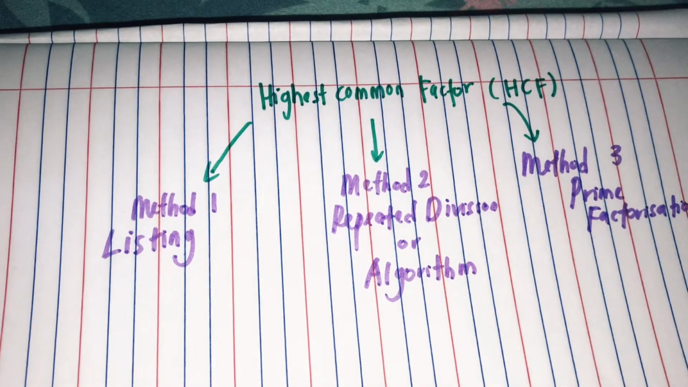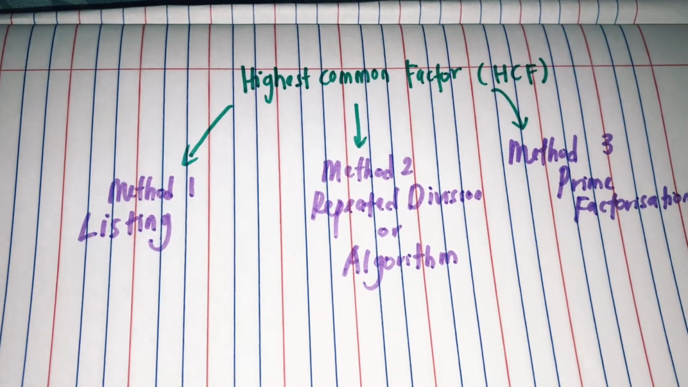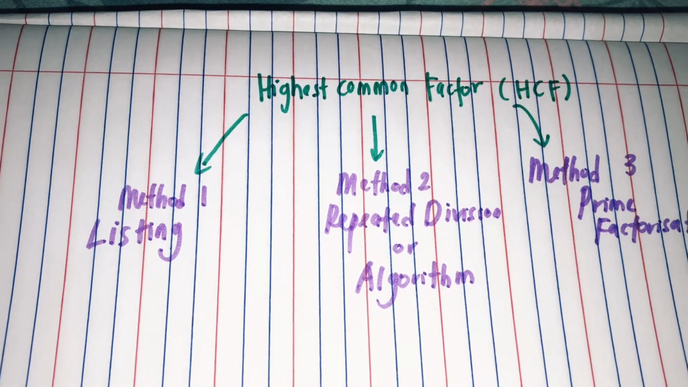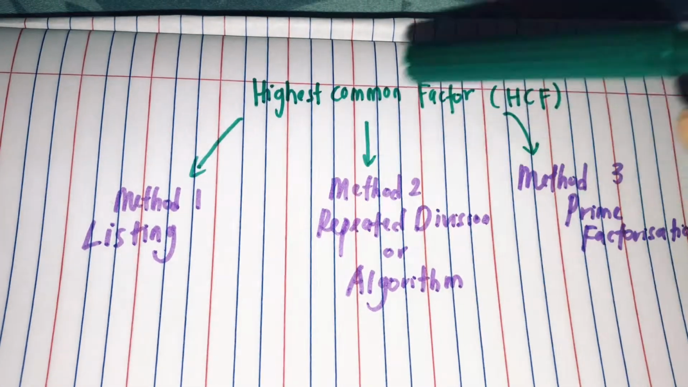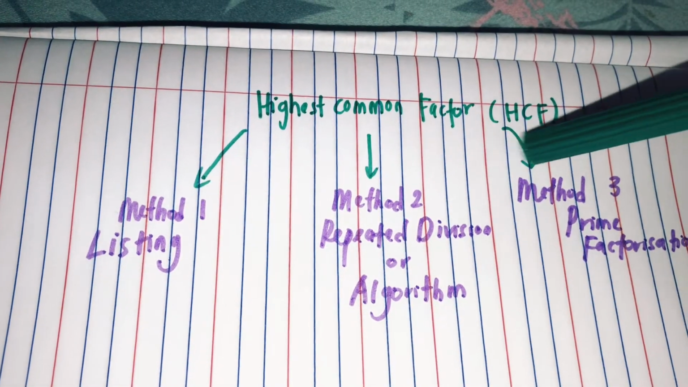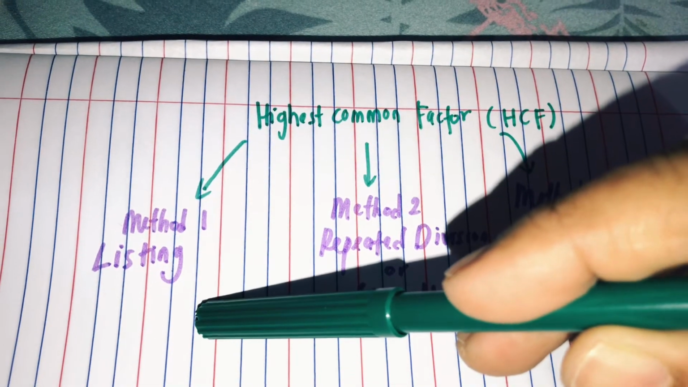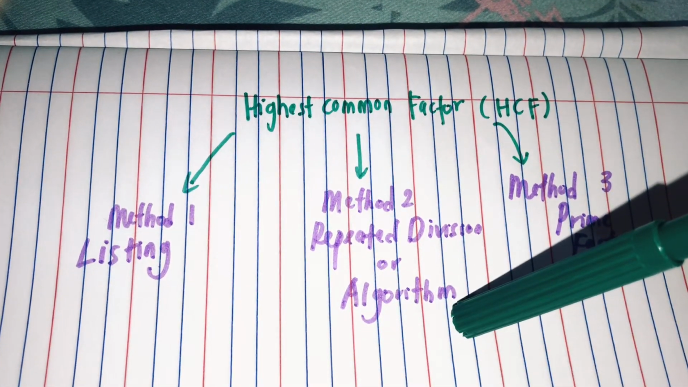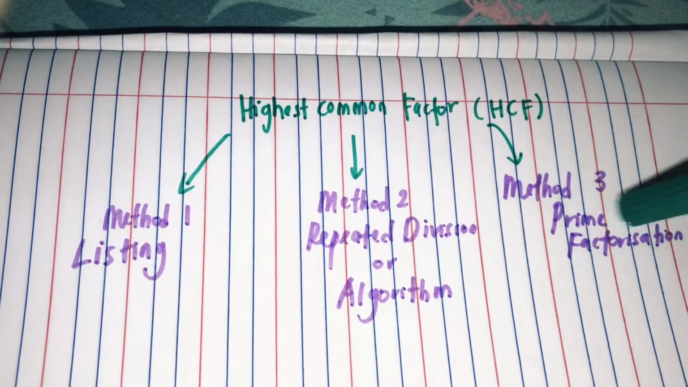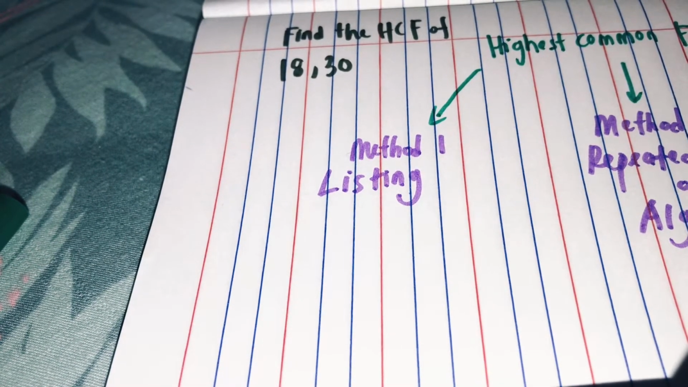Okay, hi girls. Now we go to highest common factors. After you learn about factors, prime factors, and then common factors, now the very important part, highest common factor, or we can call it HCF. We have three methods. Method 1, listing. Method 2, repeated division, or another name, algorithm. Method 3, prime factorization.